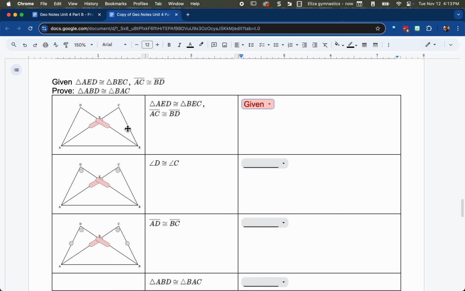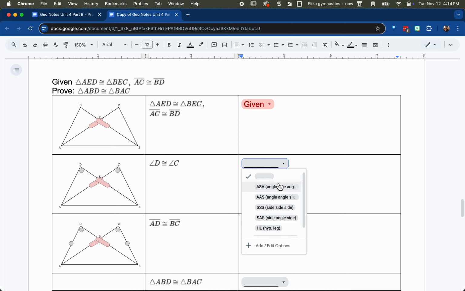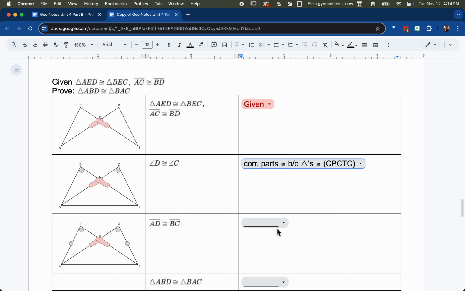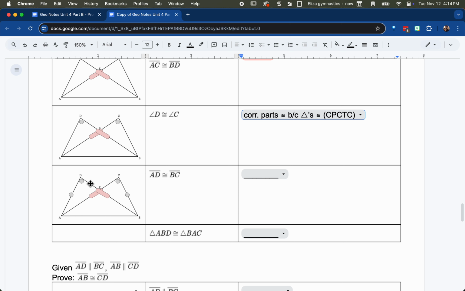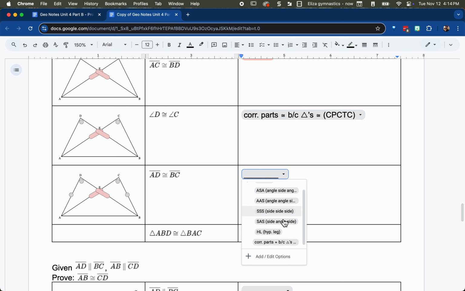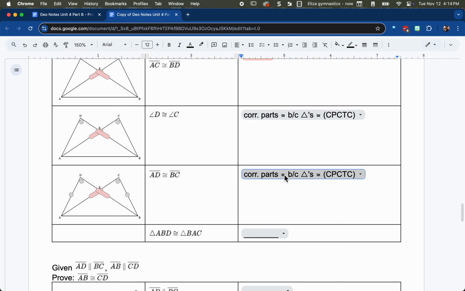Well, because we know those wing triangles are congruent, that means all the other parts of those triangles are congruent, including these two angles, D and C. So we'd say that long phrase, corresponding parts are congruent because triangles are congruent. Similarly, we could say that this side AD and this side BC, for the same reason, corresponding parts are congruent. So matching pieces are equal by themselves because the whole triangle is equal as well.